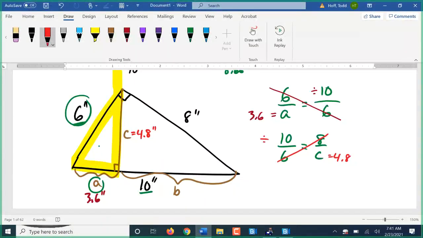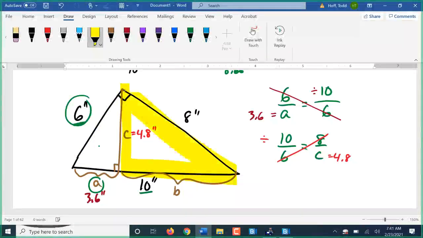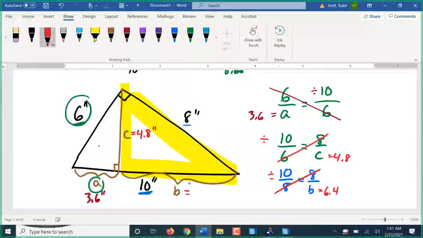And then we do the same thing for B. Looking at this triangle to find B, we know that the 10 is the hypotenuse of the big triangle, 8 is the hypotenuse of the little triangle. The 10 now corresponds to 8. E is the long leg, 8 is the long leg, so 8 corresponds to B. Cross multiply and divide. 8 times 8 divided by 10 gives us that B is 6.4.